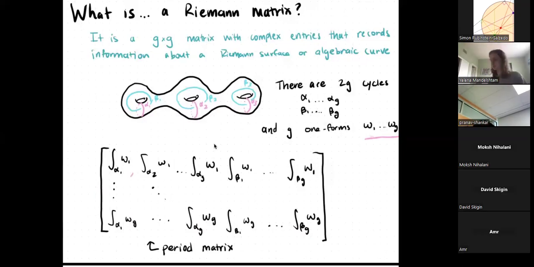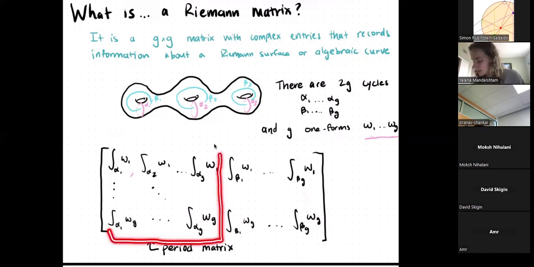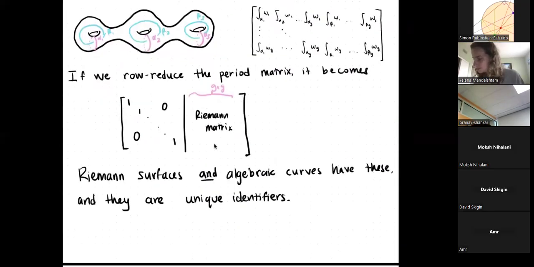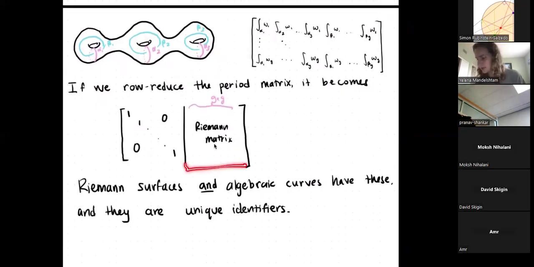If you've heard those words before, but if not, there are choices that we make, and then we'll get different matrices, but they all do represent the same surface. But one kind of normalization that we can do is fix this part to be the identity matrix. So we can do a row reduction, turn these all into ones, these into zeros, and then we get something that's left here that's a G by G matrix, and that's the Riemann matrix.